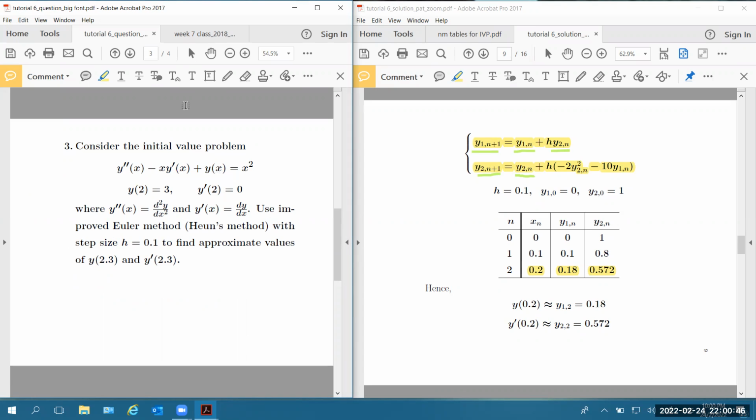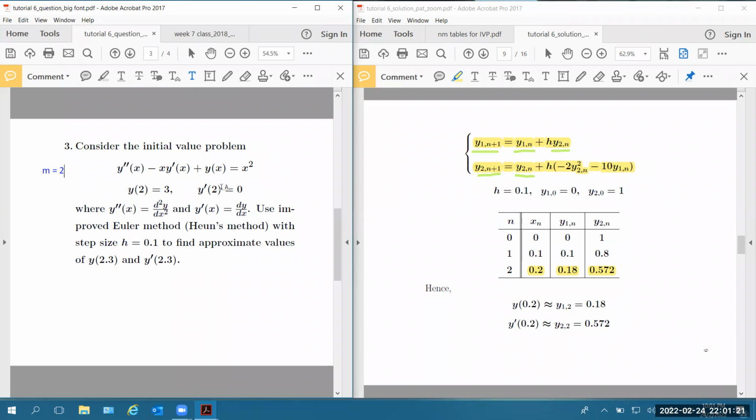Okay, so the next one is we consider this initial value problem. Once again, can you tell me what is the order of this equation? Question 3. This one is y double prime, that's the highest order of derivative, so this is a second order. So what is your m here? 2. Yes, so your m here is 2.